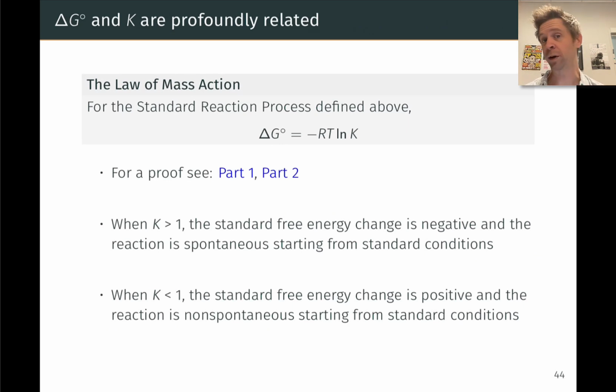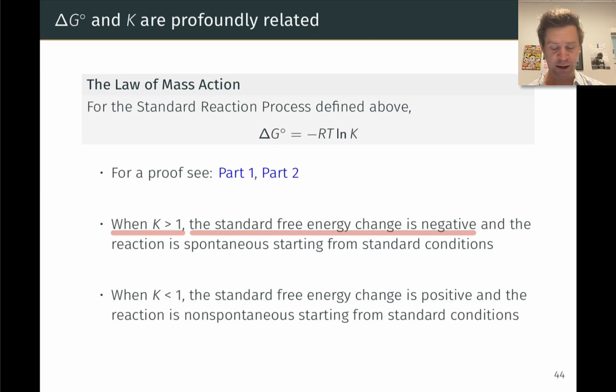A couple of other important conceptual points about this equation. When K is greater than 1, we think of that as sort of the product-favored situation, right? There are more products than reactants, more or less, at chemical equilibrium. The standard free energy change must be negative. This is worth pausing the video and verifying that if K is greater than 1, well, the natural log of K must be positive then, and so that -RT natural log of K must be negative overall.